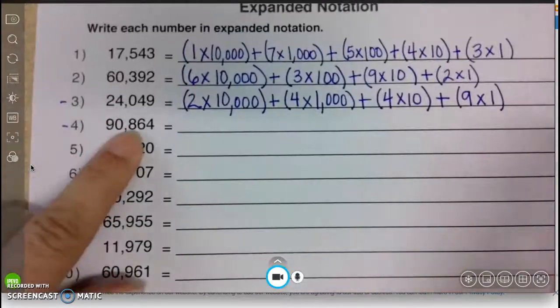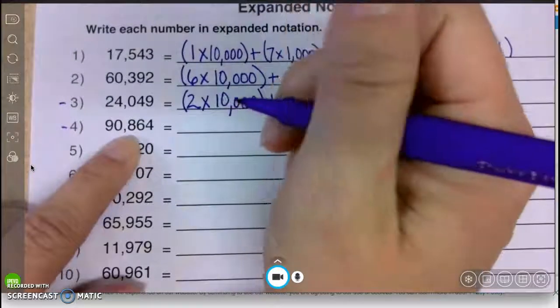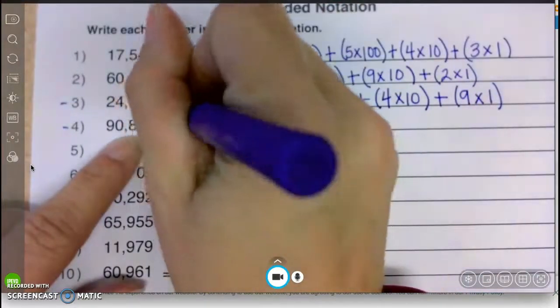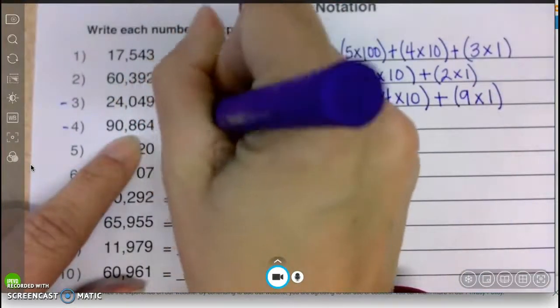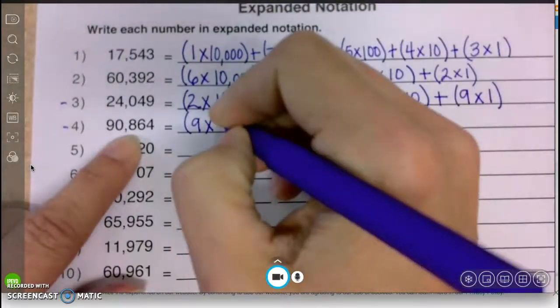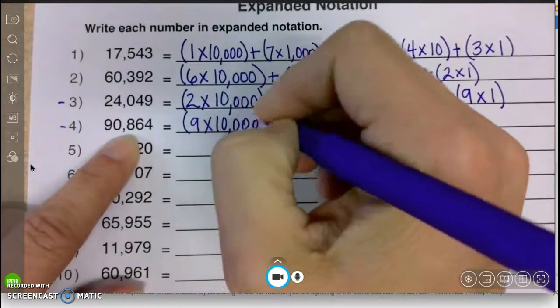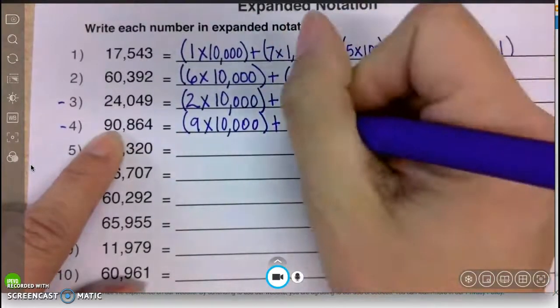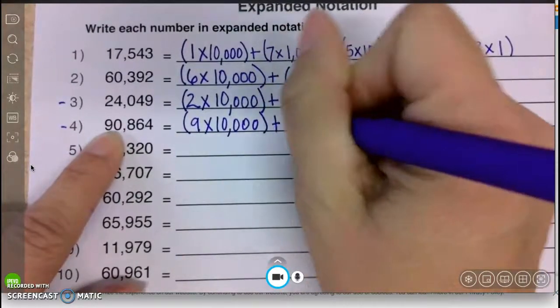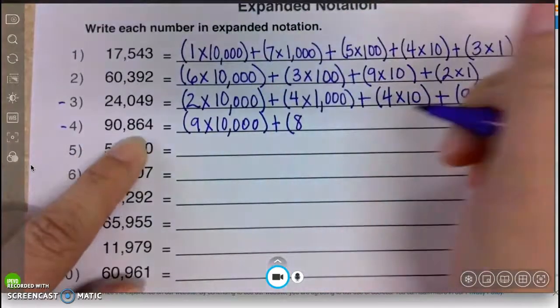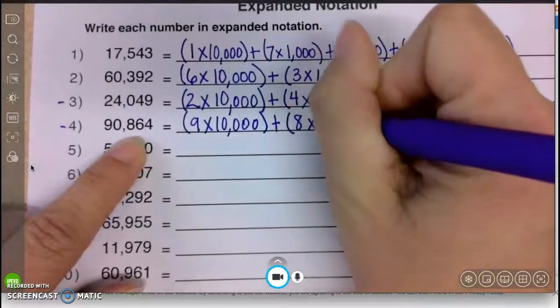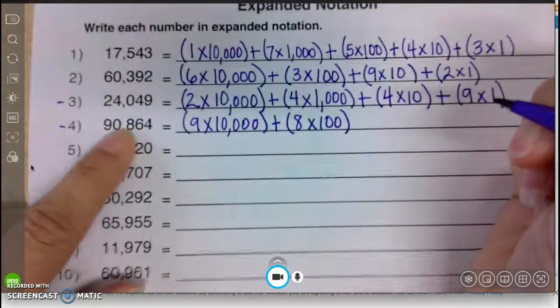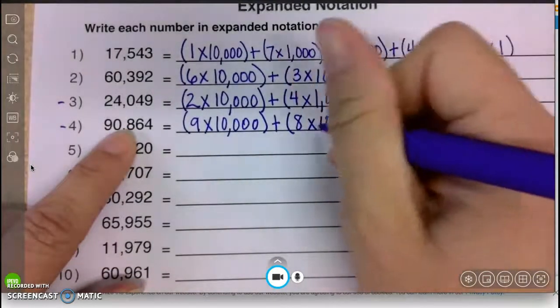Good. All right. Which one am I going to start with? Good. What am I going to multiply times 9? 10,000. Good. Why times 10,000? Because it's in the 10,000s place. Very good. Do I need to do anything for my 0? Nope. What digit is next? 8. And I'm going to do 8 times. Good. What was the value of this 8? 800. Good. So that's why you're doing 8 times 100.